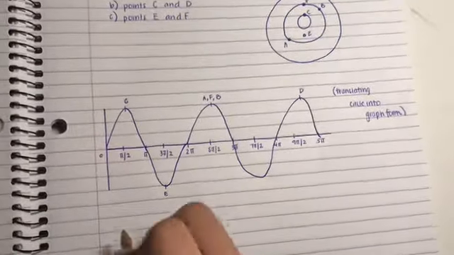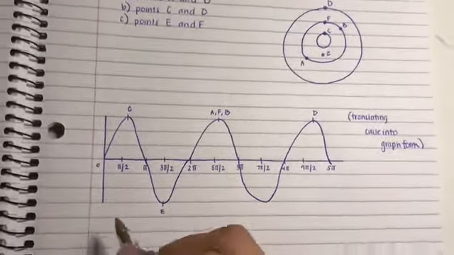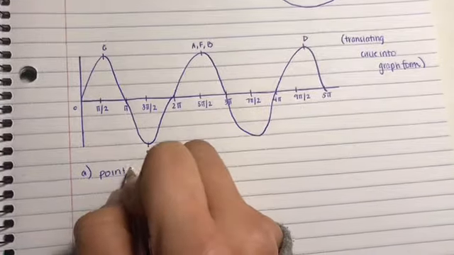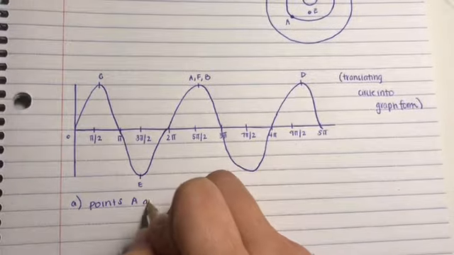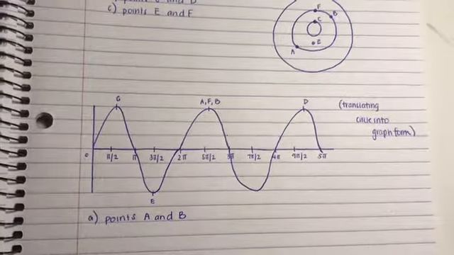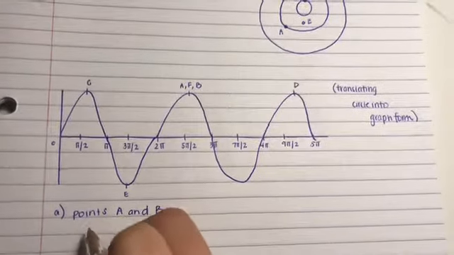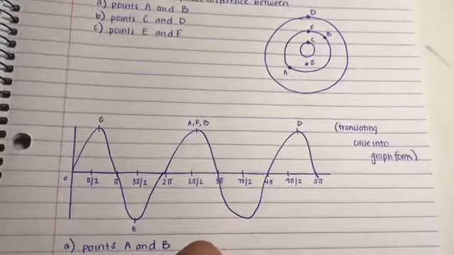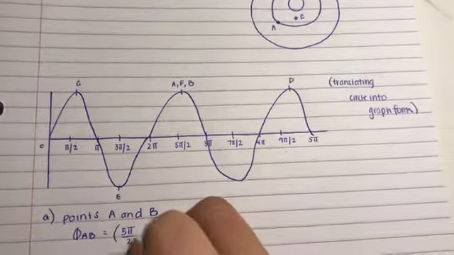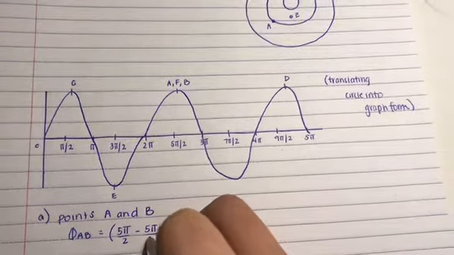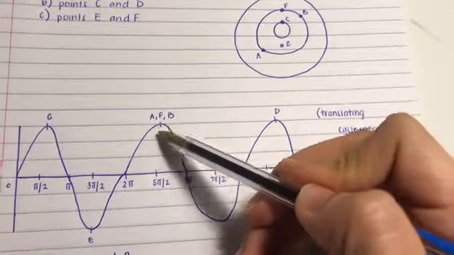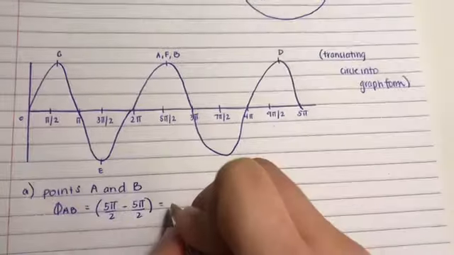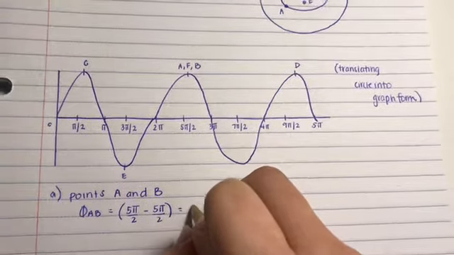So in order to find points A and B, what we'd have to do is take 5 pi over 2, subtract it by 5 pi over 2, because that's the crest where they're both found. And because they're both found on the same crest, their phase difference is going to be 0.